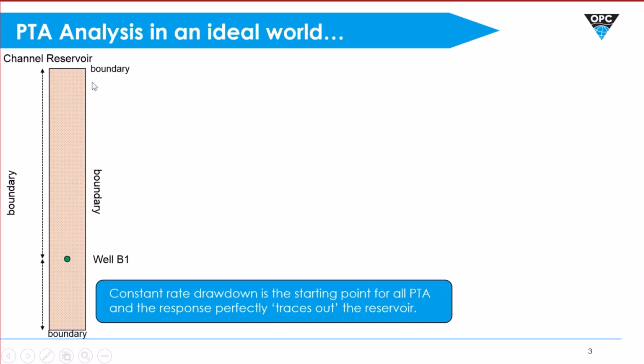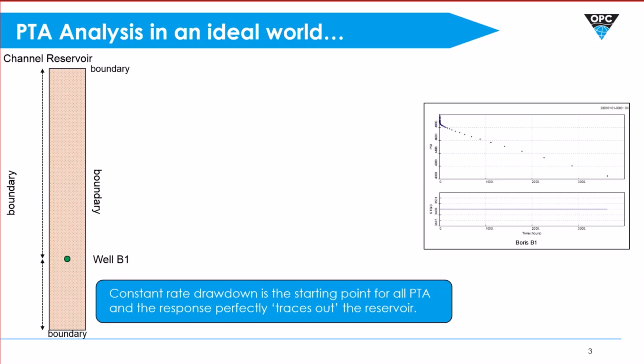So remember, in the 1930s, constant rate drawdown analysis is the starting point for all pressure transient analysis. And the response perfectly traces out the reservoir. So what do I mean by constant rate drawdown? Well, what I mean is if I manage to flow well B1 at a constant rate for thousands of hours, what would the drawdown look like on a derivative plot? So let's do that. Let's trace out well B1 in this synthetic channel reservoir.